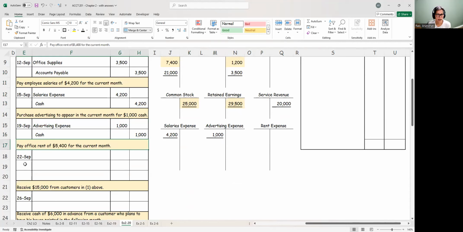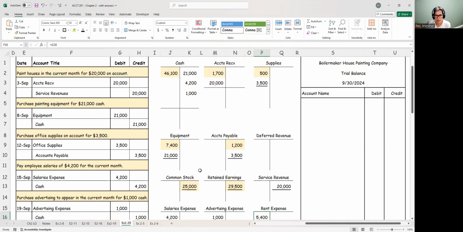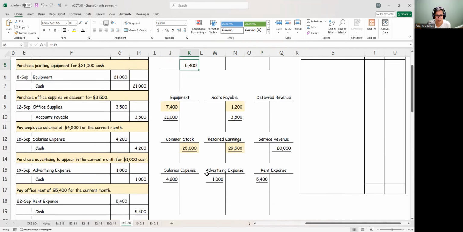Next transaction, I pay office rent of $5,400 for the current month. For the month of September, I'm paying the rent. I got the benefit of occupying the office, so it's going to be rent expense debit. I paid the cash, so cash credit. And that's $5,400. So rent expense debit and cash credit. Go back over here and cash credit on the credit side, I post that $5,400.